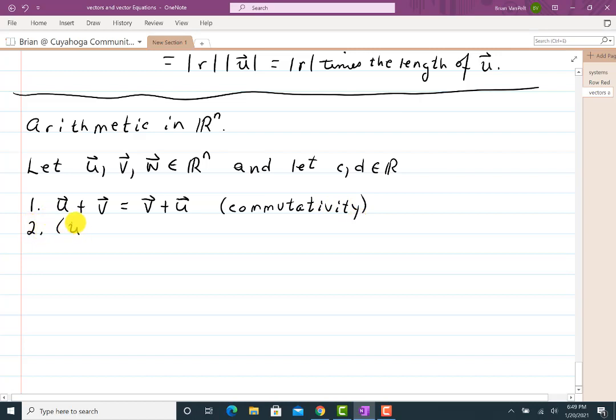Next, if I decide to add u and v first, and then add w, I could instead add u to the sum of v and w instead. So in the second, I would add v and w first and then add u to that. This is called associativity. And you'll find most of the rules are familiar to you. The context is just a little different than before.